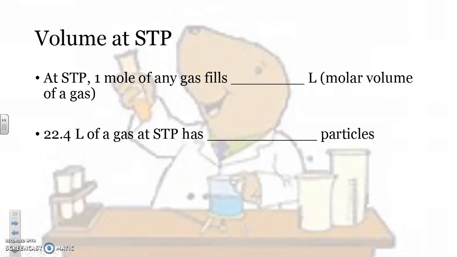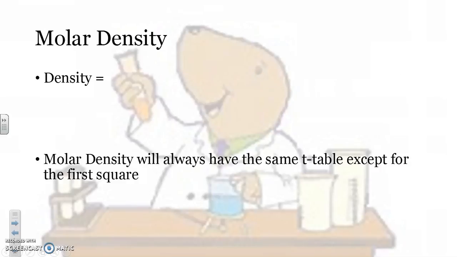At standard temperature and pressure, 1 mole of any gas will fill 22.4 liters, and that's called the molar volume. 1 mole is 22.4 liters, so that's the molar volume of a gas. 22.4 liters of a gas is equal to 1 mole, so that means it has to have 6.022 times 10 to the 23rd particles, because 1 mole is equal to 6.022 times 10 to the 23rd particles.